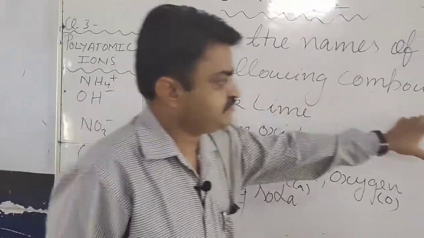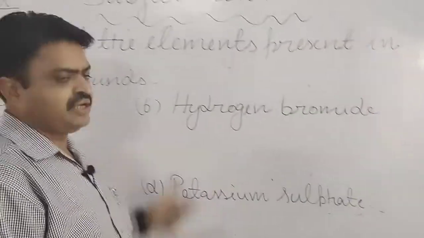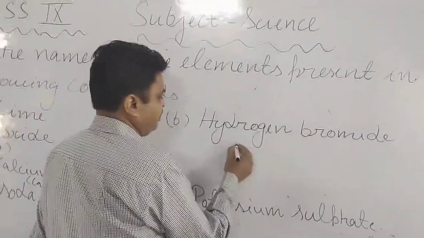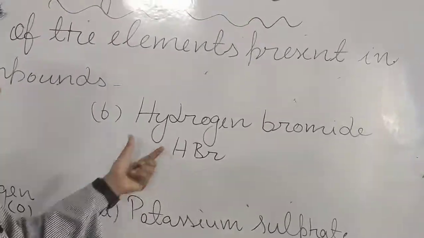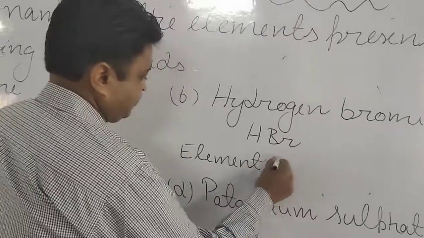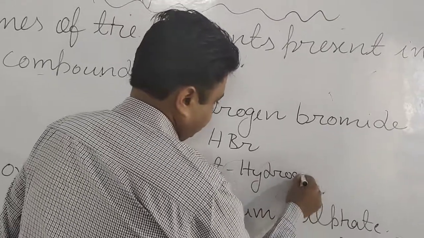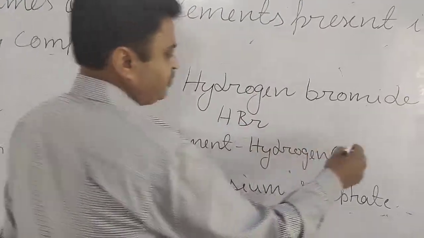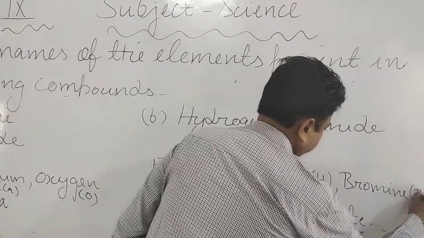Now in the next, it is hydrogen bromide. So here the chemical name is given. So you can easily write the chemical formula of hydrogen bromide. It is HBr. Now you can tell which elements are found in this. Yes. H for hydrogen. Hydrogen is found in this. And what is the symbol of hydrogen? H. Br for bromine. Bromine is found in this. And what is the symbol of this? Br.